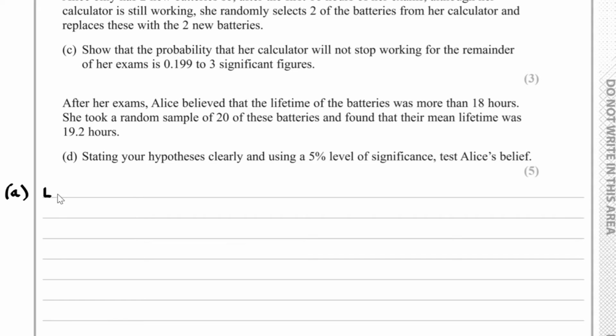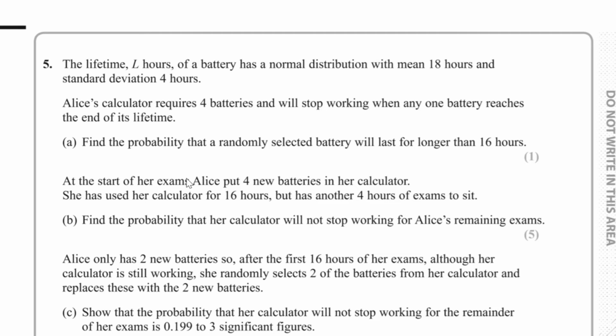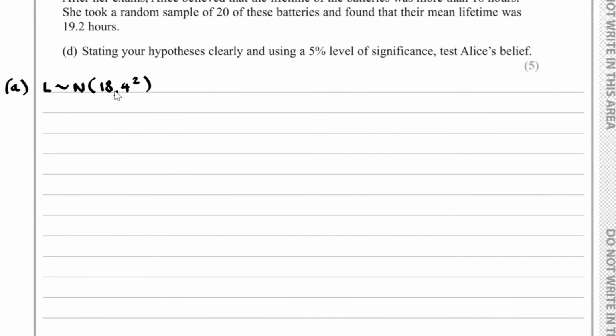we've got the lifetime L, which follows a normal distribution with parameters 18 and 4 squared. We've got over here the standard deviation being 4 hours and the mean being 18. Now what we need to calculate is the probability that L is greater than 16. For this we can quickly draw a diagram, and if I quickly draw a diagram like this, we've got 18 over here, and here we've got the 16, and so we need to calculate this region here.